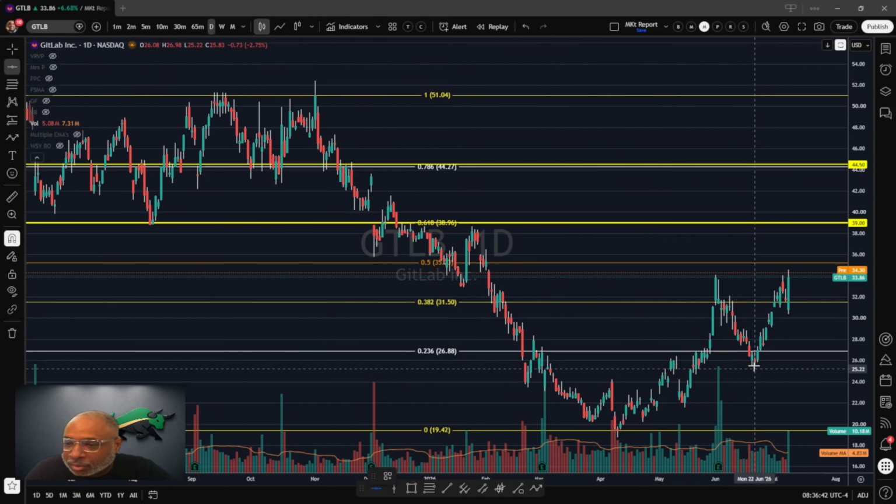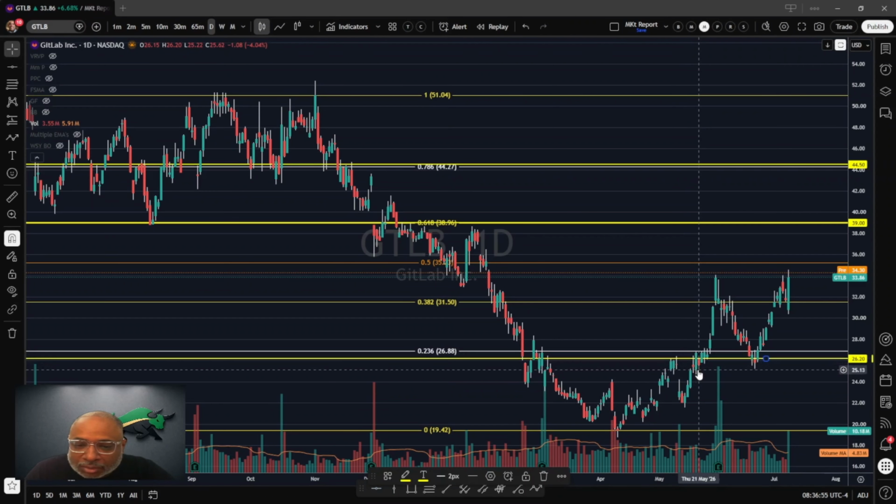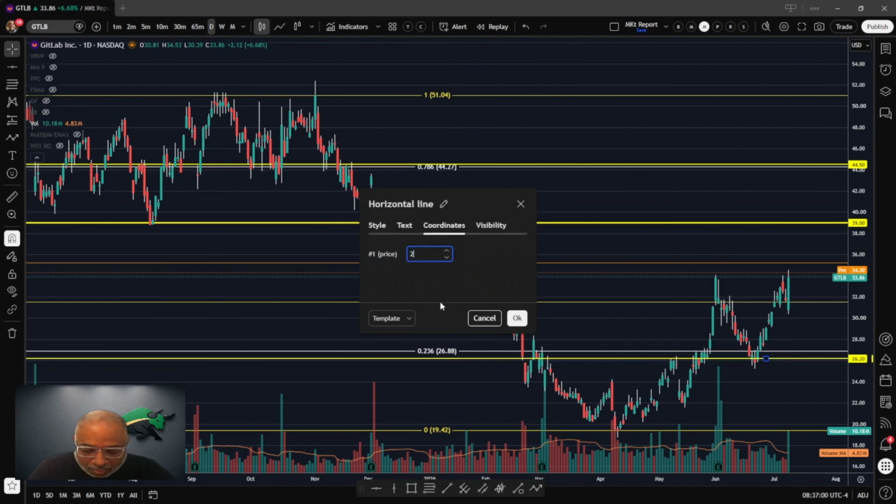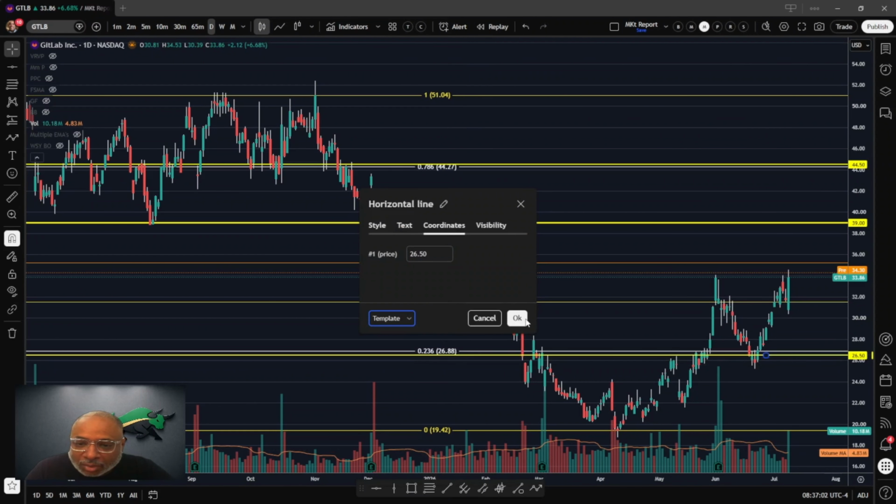I like this little pivot low here. So it's a little close here to this 26.88. Remember, support and resistance is always an area, not necessarily a point. So we just want to get close. So I'll drop that there. Let's call this one 26.50, right? Just to have a nice round level there.